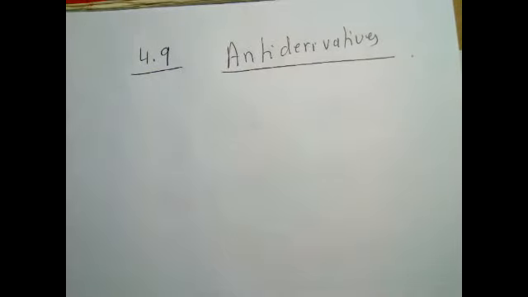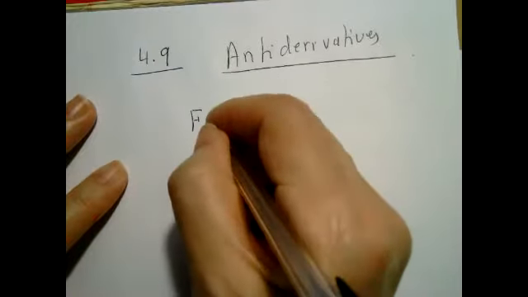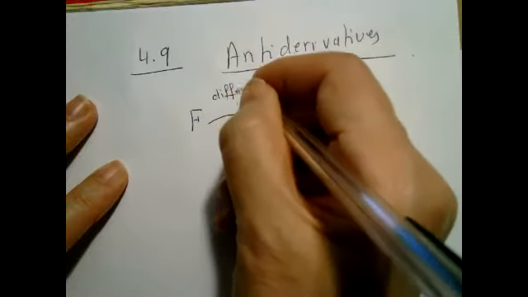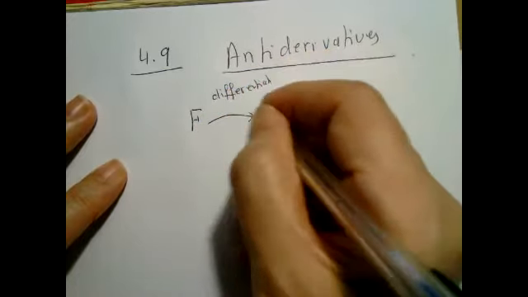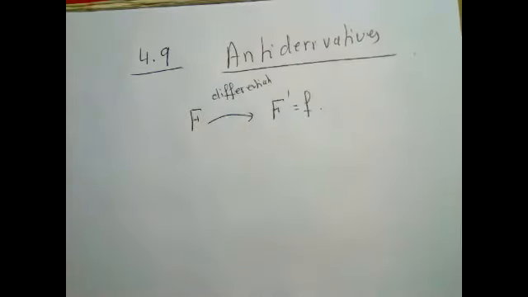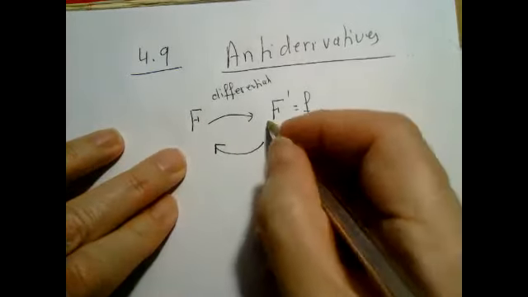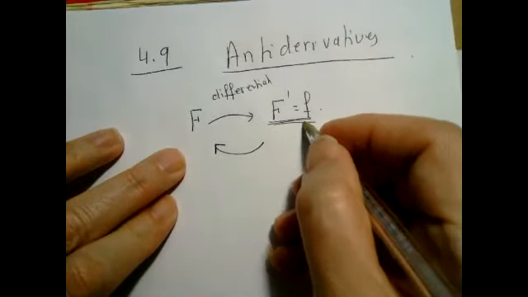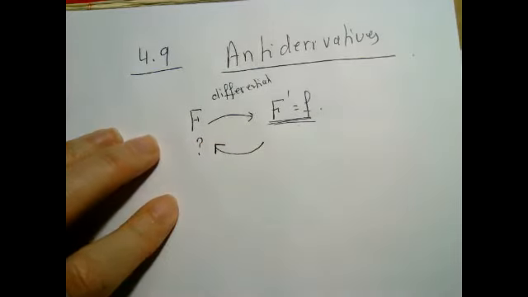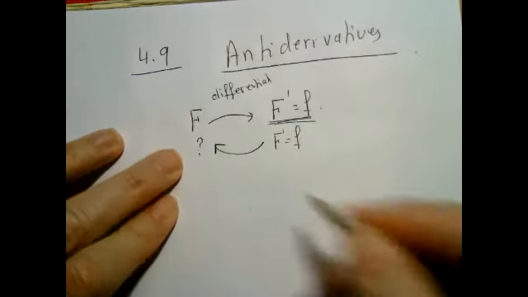The idea is that we have a function, I'm going to call it big F. What we've learned so far is differentiation. We start with a function and find its derivative. Now we're going to start moving backward. It means I know the derivative. I will give you f prime, and the question is how to find the function, what is F?